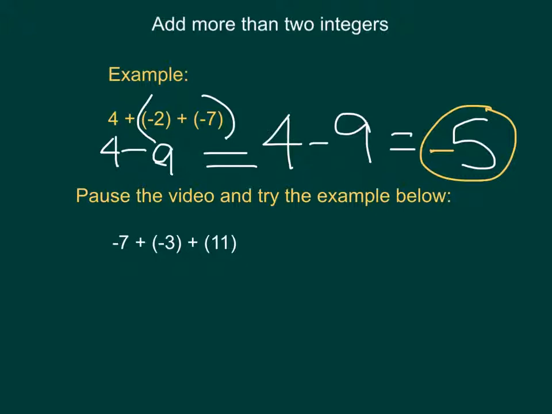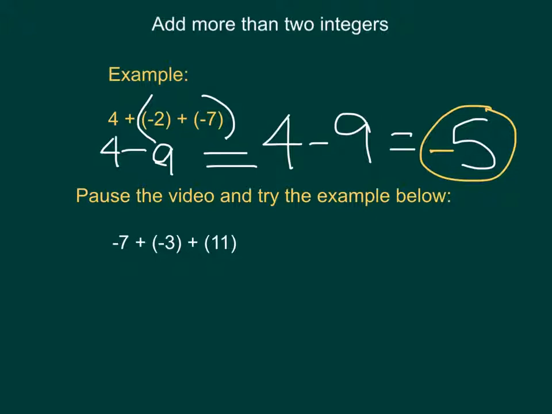Pause the video and try the example below on your own. Negative 7 plus negative 3 plus 11. So combine what you know.